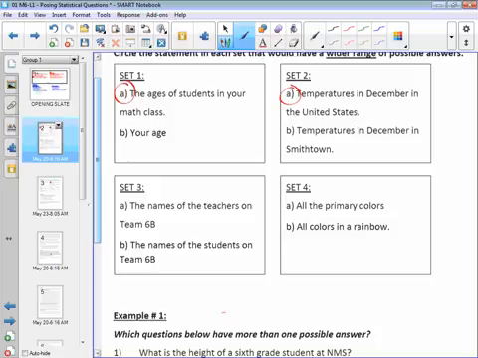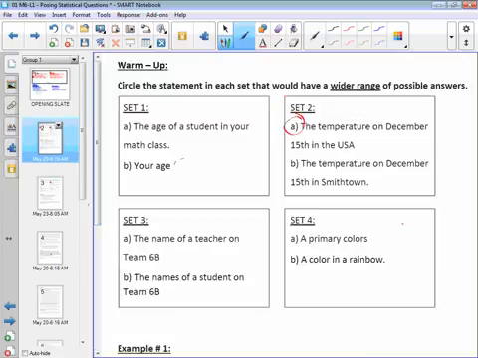The names of the teachers on team 6B, or if you have the other one, the names of a teacher on 6B. The teacher, is it plural or singular? Check. It really doesn't matter, but it's more technically accurate this way. Teachers of Team 6 and the names of the students. A should be teachers and B should be students, right? No matter what version you have, the answer won't change. This is just more technically the way that I have to write it for it to be one of them having a greater range.